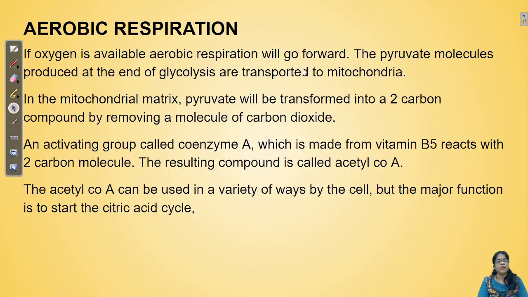Aerobic respiration: if oxygen is available, the pyruvate molecules produced at the end of glycolysis will get transported into mitochondria. In the mitochondrial matrix, pyruvate will be transformed into a 2-carbon compound, to which coenzyme A is added. The coenzyme is generally made from vitamin B5 and reacts with acetic acid, forming acetyl-CoA. This resulting compound is called acetyl-CoA, which is used in many ways in the cell, but it mainly goes to the citric acid cycle.